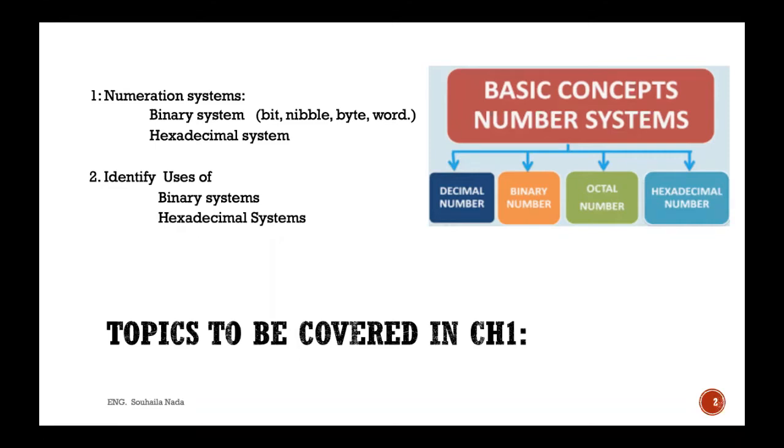A computer cannot understand our human language. Fine? So what the computer understands, that's what we are going to introduce in the first chapter. What the computer understands, how the computer understands, what languages a computer can understand.